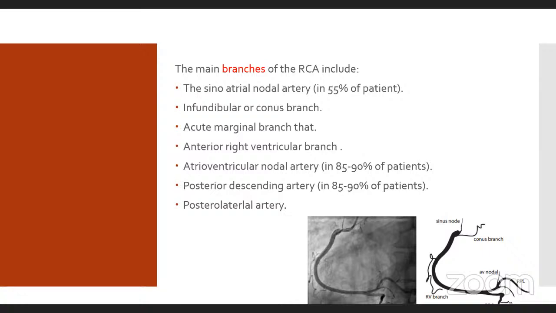The anterior right ventricular branch supplies the anterior free wall of the right ventricle. The AV nodal artery, in 85 to 90% of patients, originates from the RCA, but in 10 to 15%, it can come from the left circ. The PDA, also in 85 to 90% of patients, originates from the RCA, and in 10 to 15%, it can come from the left circ. Finally, the posterolateral artery supplies the posterior surface of the left ventricle.